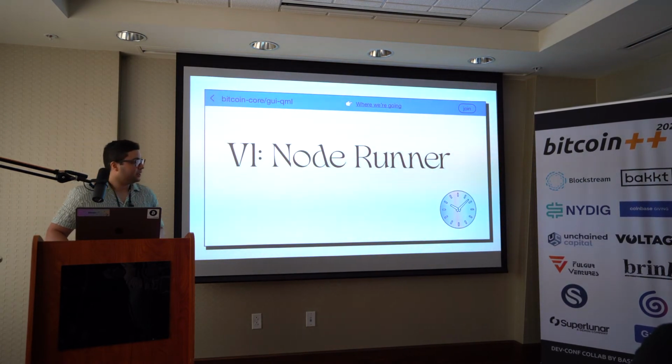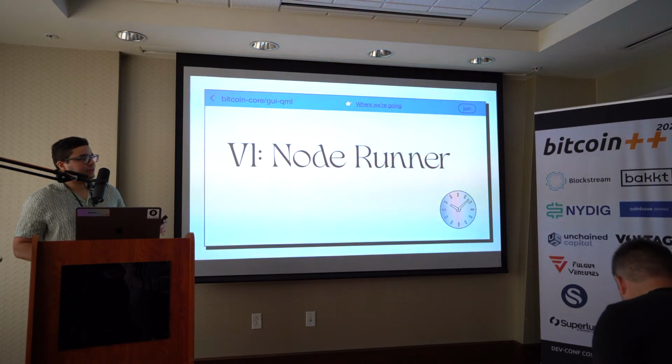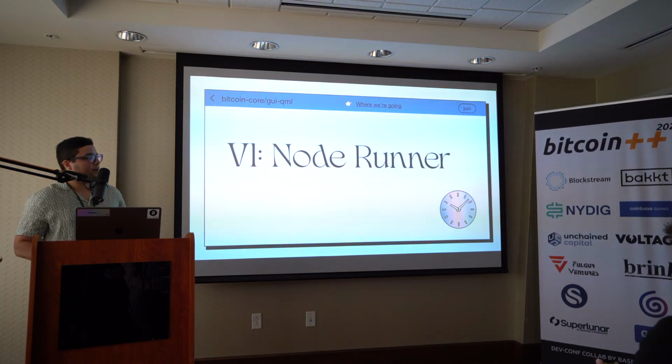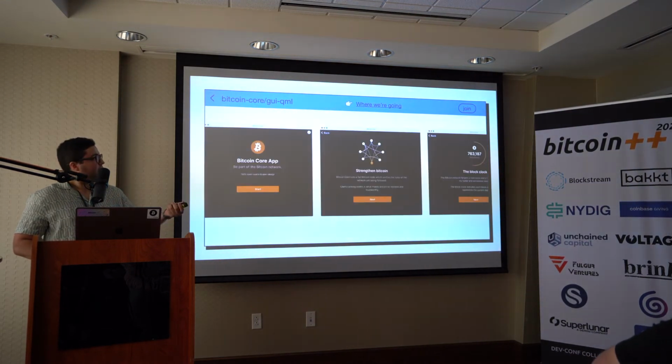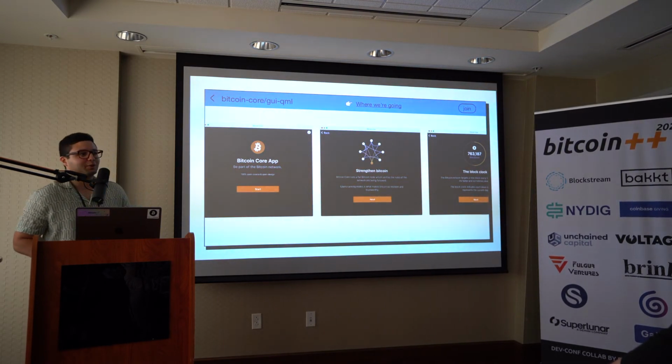So V1 is going to be the node runner. What that is, it's just going to get you to the point where it's just running a node. It's not going to be able to hold any keys or communicate with an external signer. It's just going to run a node. And the reason that we want to focus on this, and I talked about this a little bit at the beginning, is onboarding is such an important part of running a Bitcoin application. And we have no onboarding, essentially, right, with the current Bitcoin Core GUI.